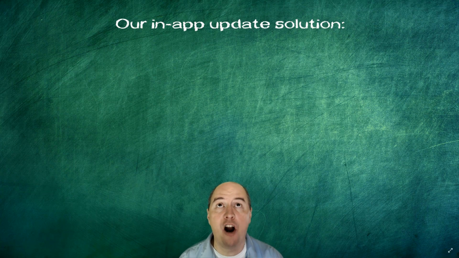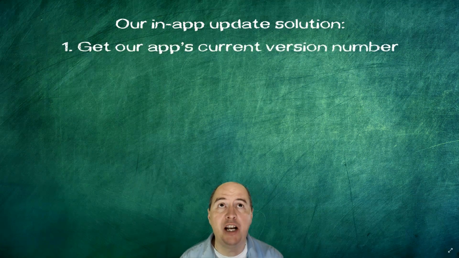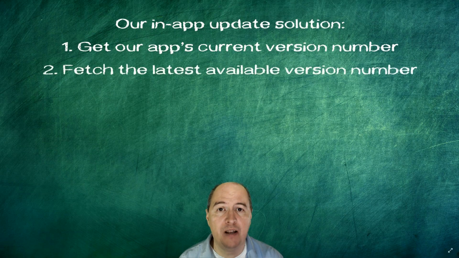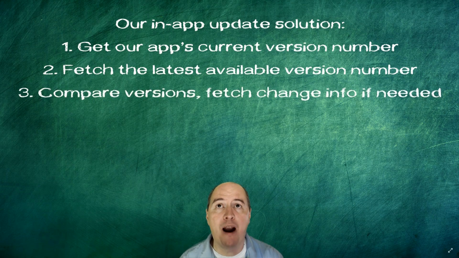The first step in our in-app update solution is to get our app's current version number. Next, we need to fetch the latest available version number from our servers or services, compare the versions, and fetch change information from our servers or services if needed.